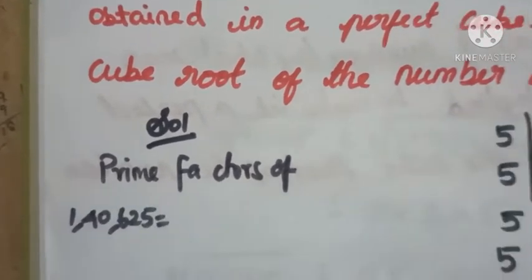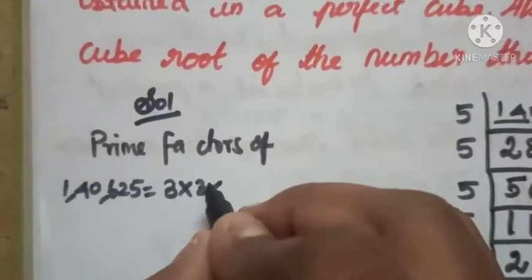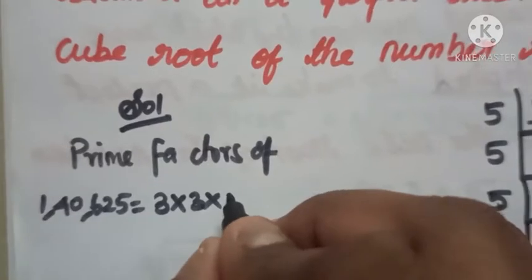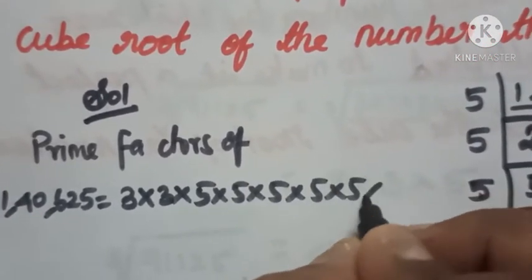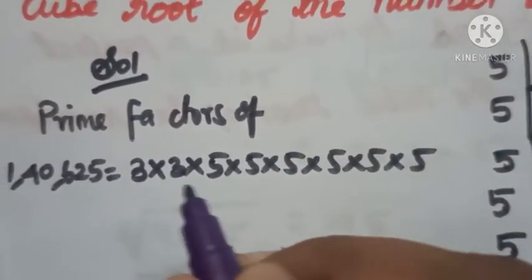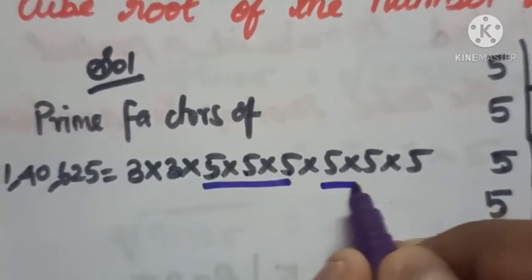1,40,625 is equal to 3 into 3 into 5, 5, 5, 5, 5, 5. So how many 5s? 1, 2, 3, 4, 5, 6. So 5 into 5 into 5, 5 into 5 into 5. Now you can underline the triplets. So 3 is not in a triplet. 1, 2, 3. So 5, one set of triplet, another set of triplet.